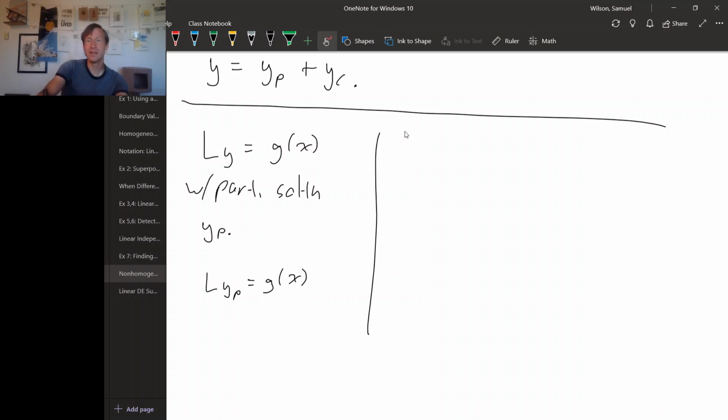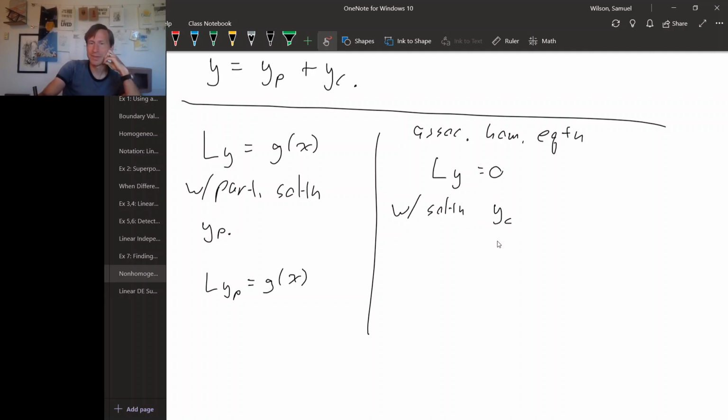Okay, also we have the associated homogeneous equation, which we get just by throwing away that right-hand side. So that's L of y equals 0. And this will have a solution, which remember that we call the complementary solution, y sub c. And usually y sub c will be some combination of a fundamental set like this. Since it's a solution to the associated homogeneous equation, that means L applied to y sub c is 0, right? Because y sub c is a solution to the homogeneous equation.